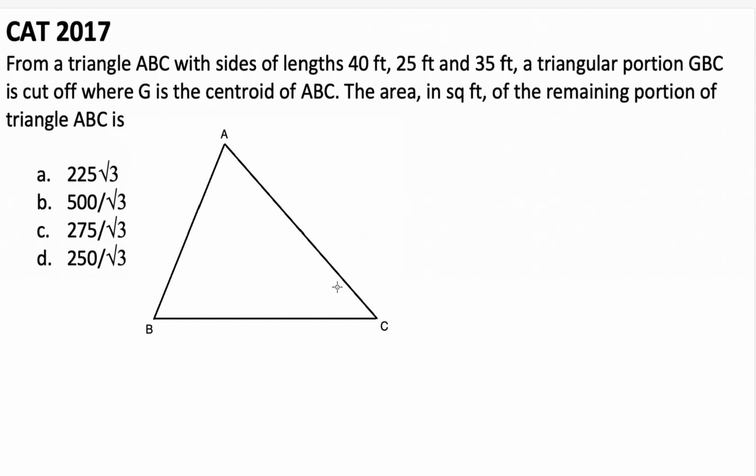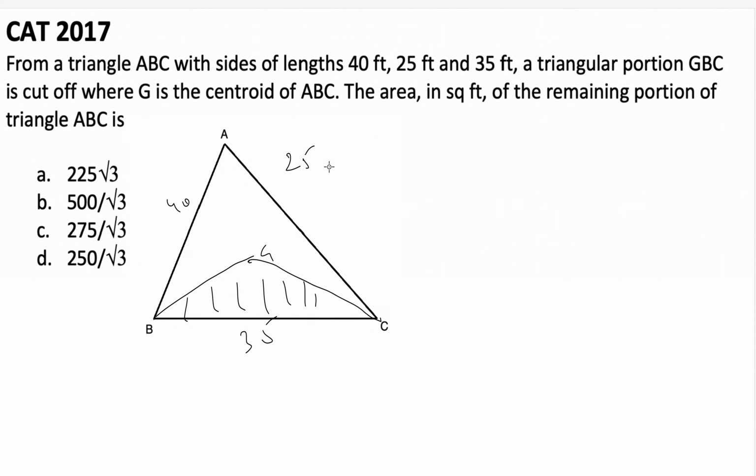So now we've discussed the concepts or CAT level questions that we could find. Now these are the exact CAT questions. We'll discuss 2 CAT questions now. So this is based on CAT 2017, very recent. From a triangle ABC, which has sides of length 40, 25, 35. Let's draw the lengths here. 40, 25, 35. A triangular portion GBC is cut off, where G is the centroid of ABC. I'll not draw the medians this time, just draw the centroid. This triangular portion GBC is cut off. The area and square root of the remaining portion of triangle ABC.